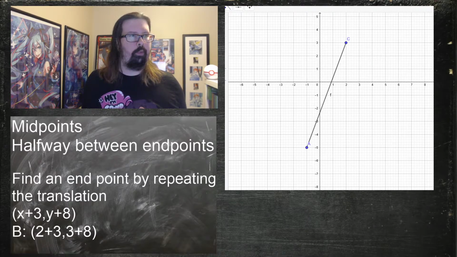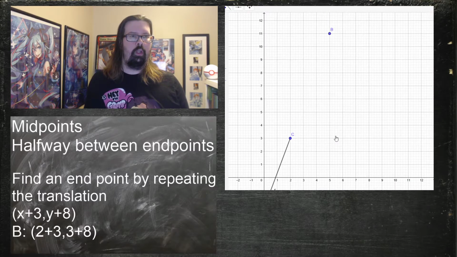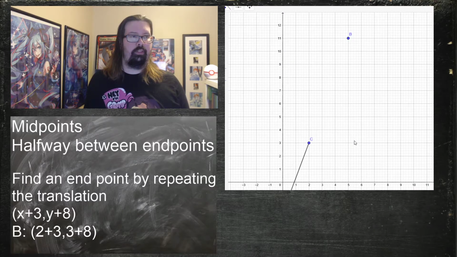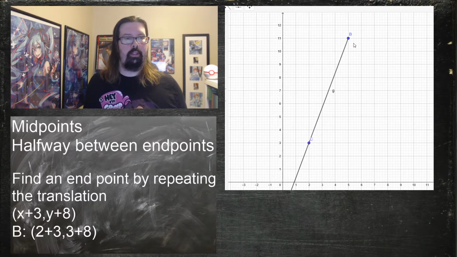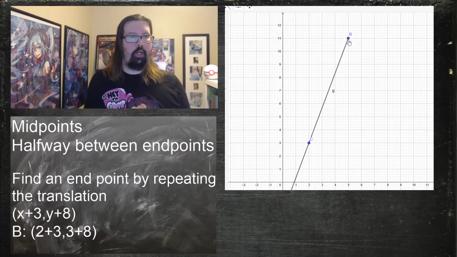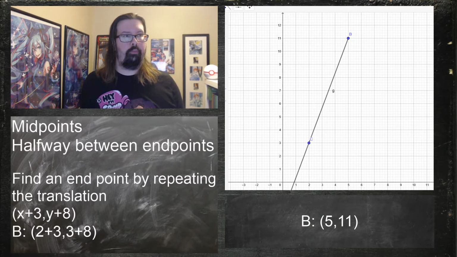How do we back up? There we go. So point B will be that same distance up. That same exact distance of 3 over and 8 up. And that gives us the point 5, 11. And that would be our answer, 5, 11.